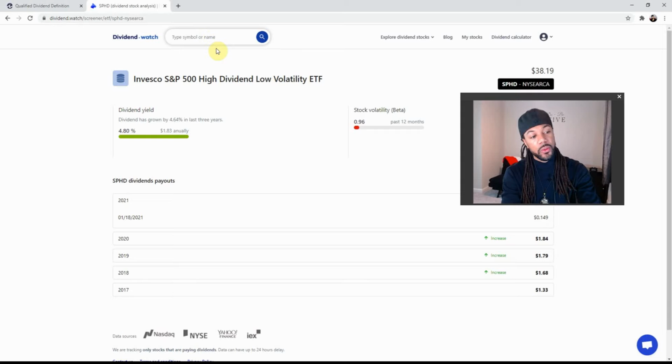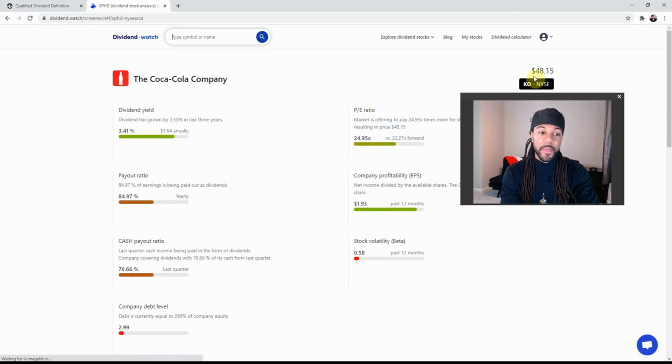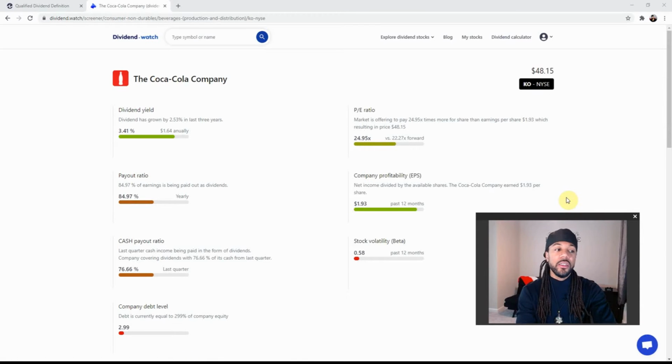So everybody knows Coke, supposed to be one of the best companies for dividends, right? When you go to an actual stock, it looks a little different than the ETF. Of course, the actual stock is going to have the dividend yield just like the other one had. It's going to have the payout ratio, so it tells you how much of its earnings is being paid out as dividends. Coke is paying a nice amount of its earnings in dividends, paying out to people.